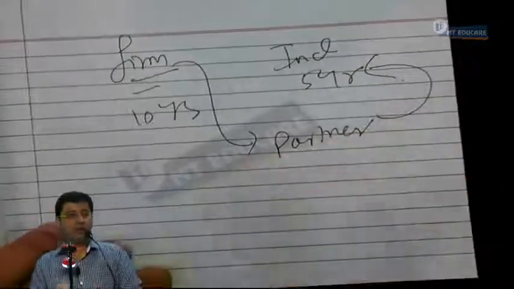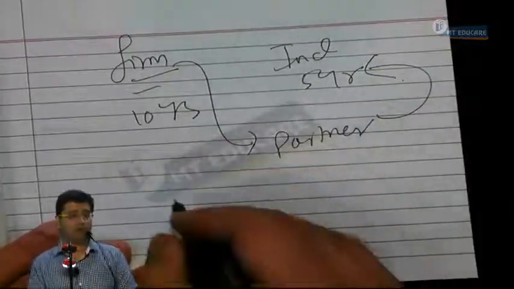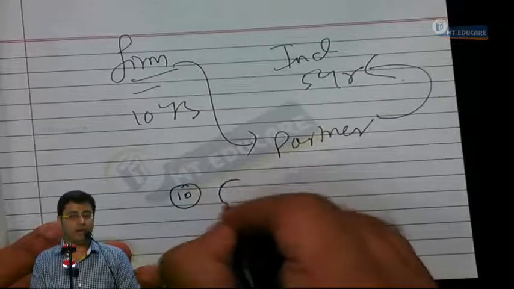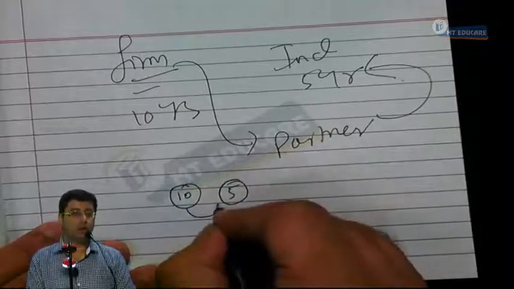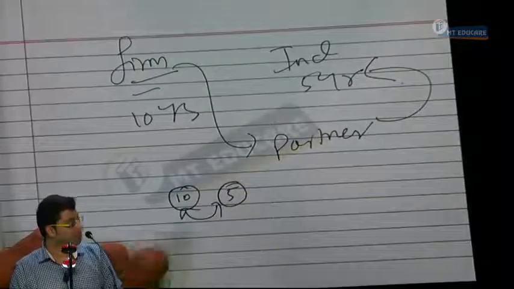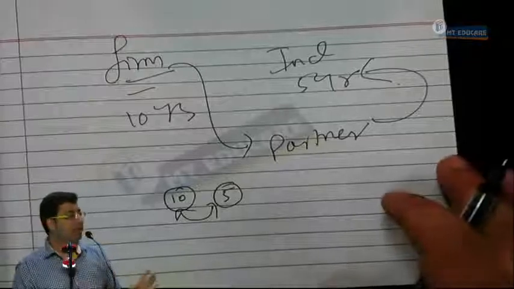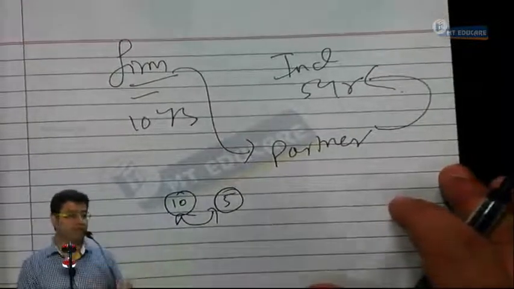So it is irrelevant how many partners are there, who is doing what. Ultimately, for the firm, it has to be 10 years. For an individual, it has to be 5 years. You should not forget this point. Have you understood or not? In between, a firm may have so many partners, so many individuals, it is not the matter of concern of company law.